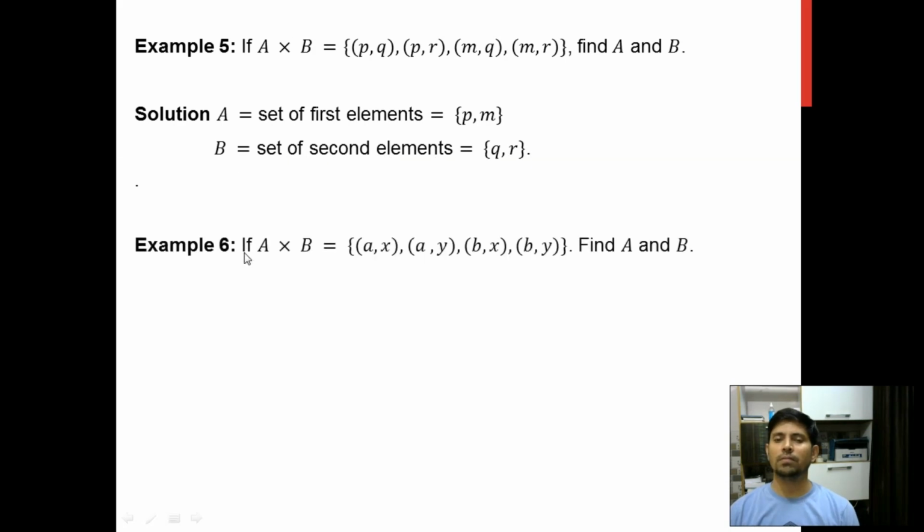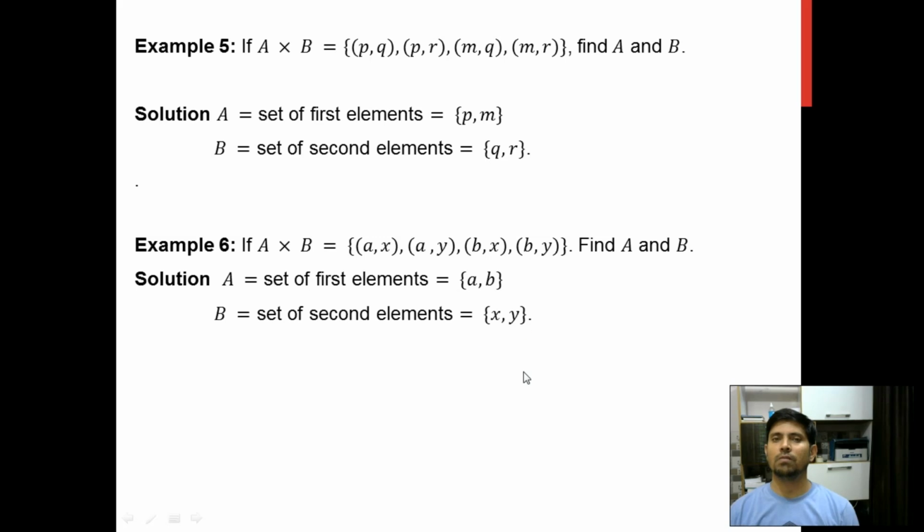Similarly, we have the second example. This is A cross B again given. This is (a, x), (a, y), (b, x), (b, y), and we have to find the value of A and B. So same here, what is A? A is the set of first elements. It means the first elements are a, a, b, b. So we are not going to write again. These are repeating terms. A repeating 2 times, b repeating 2 times. So we will write here only once. This is {a, b}. What is the set B? Set B is the set of second elements. So we can write here {x, y}. So both the questions are same. This type of questions are very simple and we have done in this manner.